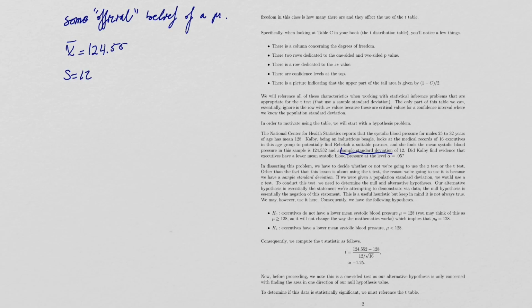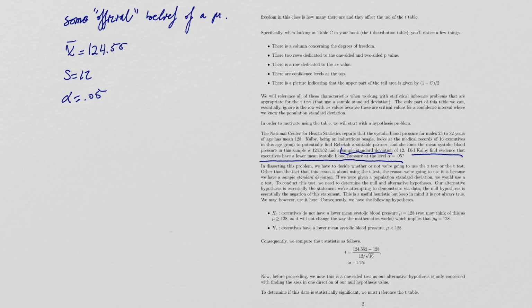So the question then is, did Calvi find evidence that executives have a lower mean systolic blood pressure at the level alpha equal to 0.05? Okay. So we also have the alpha 0.05. That's nice, right? We don't have to check at all levels of alpha. Okay. And so let's start really looking at this problem. So to use a t-test, other than the fact that we're talking about a t-test, the fact that we're given the sample standard deviation is that key giveaway, right?